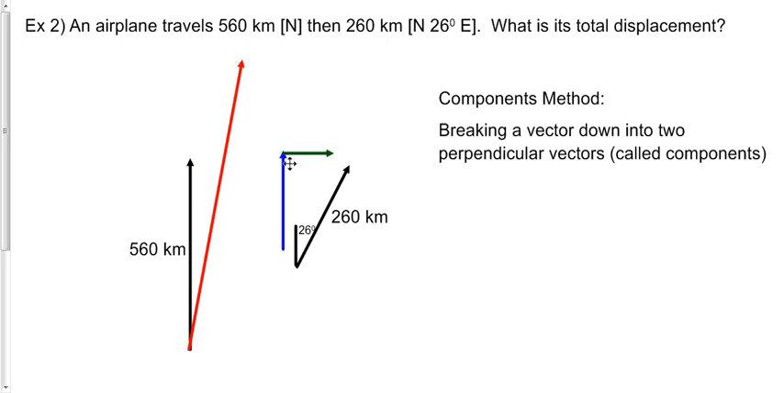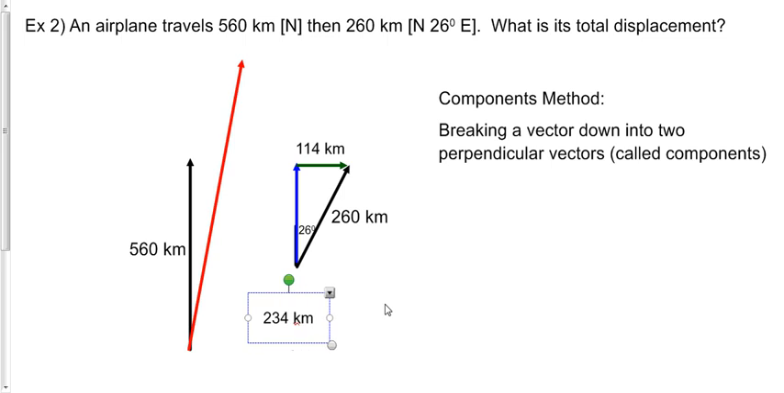So all we have to do then to solve this problem is use SOHCAHTOA, or our three basic trig ratios, to find the length of these sides. I've done that. Oh, that's too big. And I found those. Again, hopefully you can follow along and do those calculations on your own if you're interested. But I found that to be 114 kilometers east for that vector there, and the vertical vector is 234 kilometers.